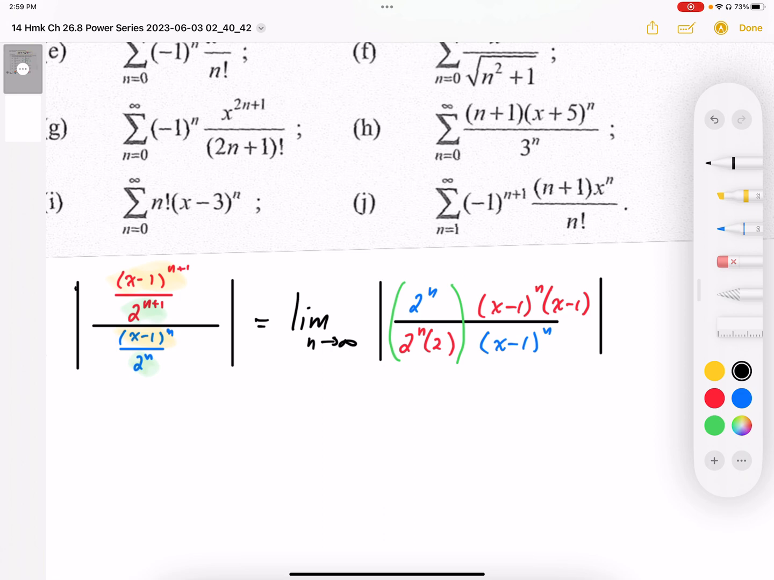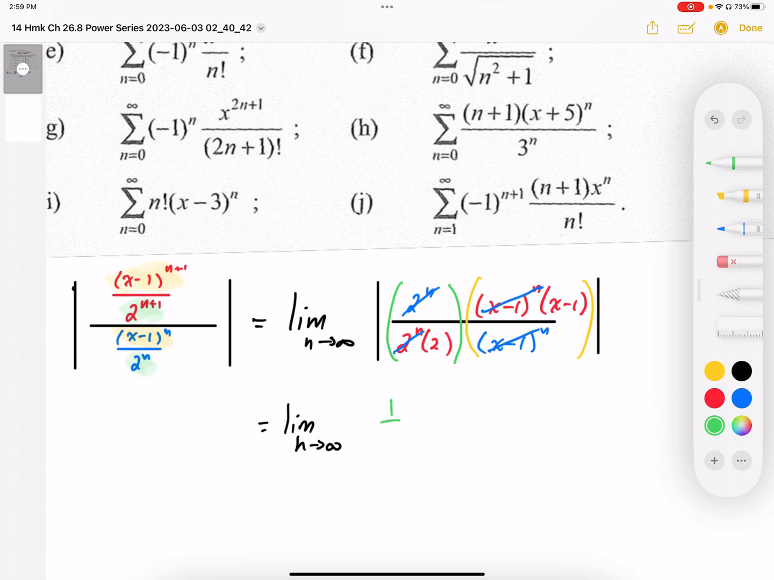So we can cancel out some terms here. So we're going to group these ones, and we're going to cancel out these terms here, cancel out these terms here. So what's left over is we have the limit as n approaches infinity. We have our 1 over 2, and then we have our |x-1| term. And we're looking for where this is less than 1.